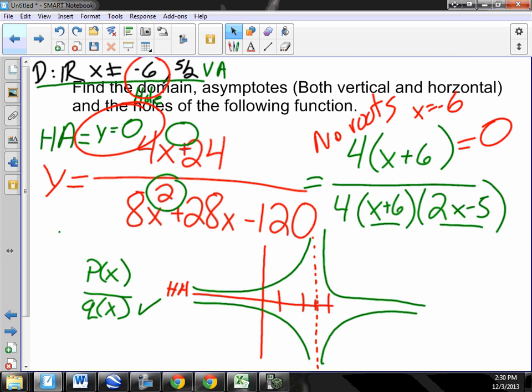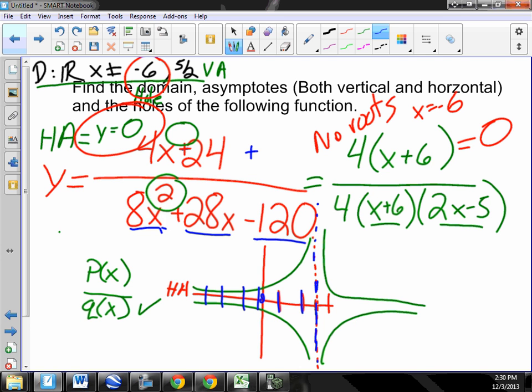So let's try it. What would be the best x value to plug into the function? What's the easiest one? 0. Now, the dividing line is this VA, so I'm going to plug in 0. So on top, 0 plus 24 is a positive number. All I care about is positive and negative. Okay? So that's a positive number. And 0 plus 0 minus 120 is a negative number. What is positive divided by negative? Negative, so which graph is it? The bottom graph.